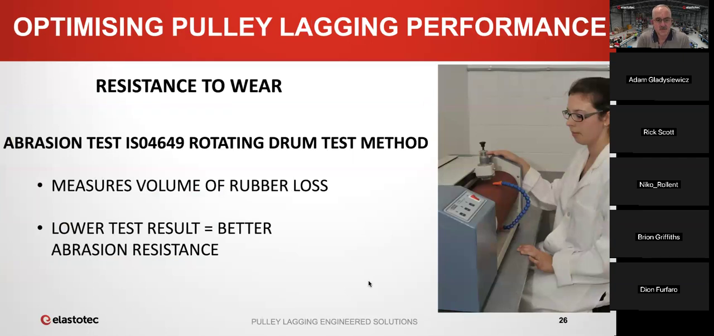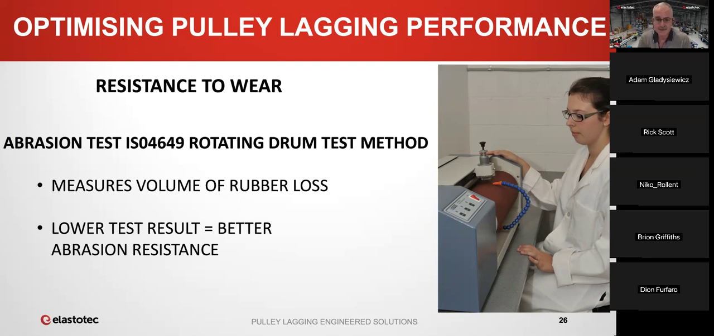So for resistance to wear, the common parameter that we use for evaluating that is called abrasion resistance, and the standard method of measuring abrasion resistance is what's called the rotating drum test method. There are a number of standards. ISO 4649 is one. There's an Australian standard called AS 1683, and there's also an ASTM standard.